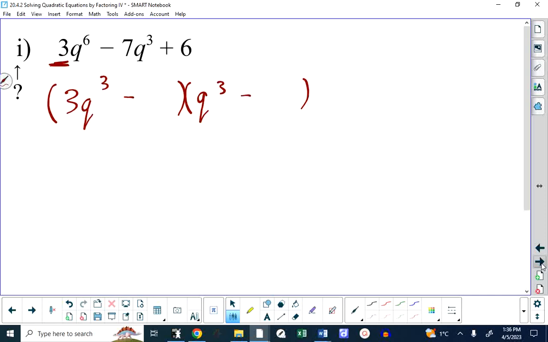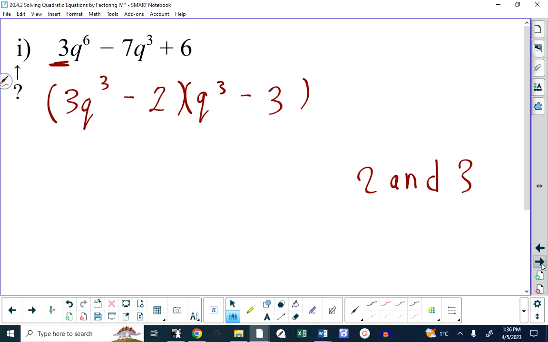We have to multiply to get positive 6, but we have a negative middle term. It's probably going to be 2 and 3. And if it's 2 and 3, the 3 cannot go with the 3q cubed, so that must be 2 and this must be 3. Is that correct, though? My outer is negative 9q cubed. My inner is negative 2q cubed. That doesn't give me negative 7q cubed.